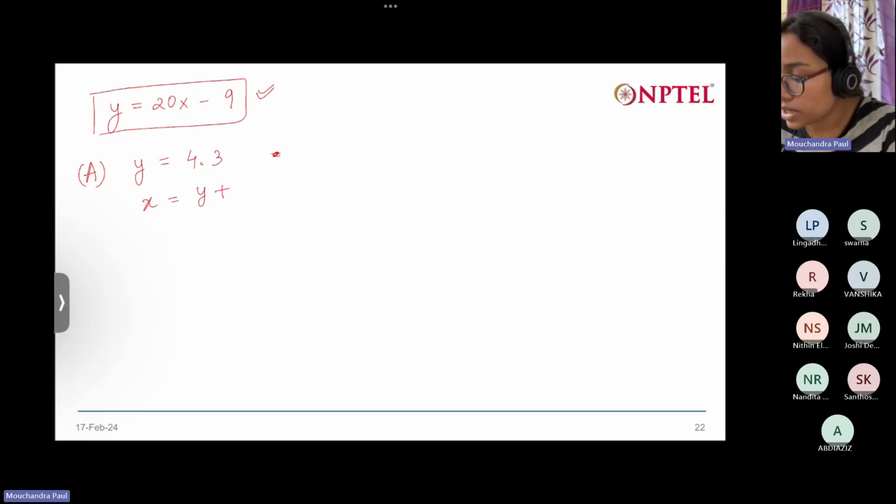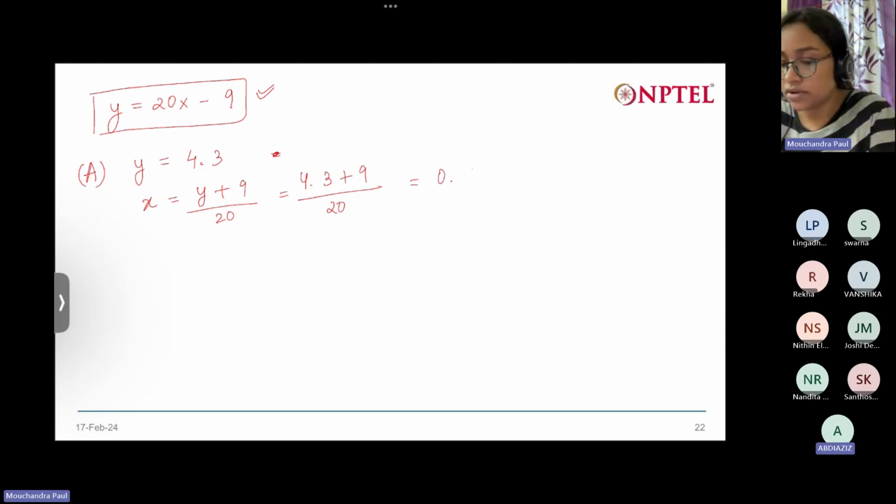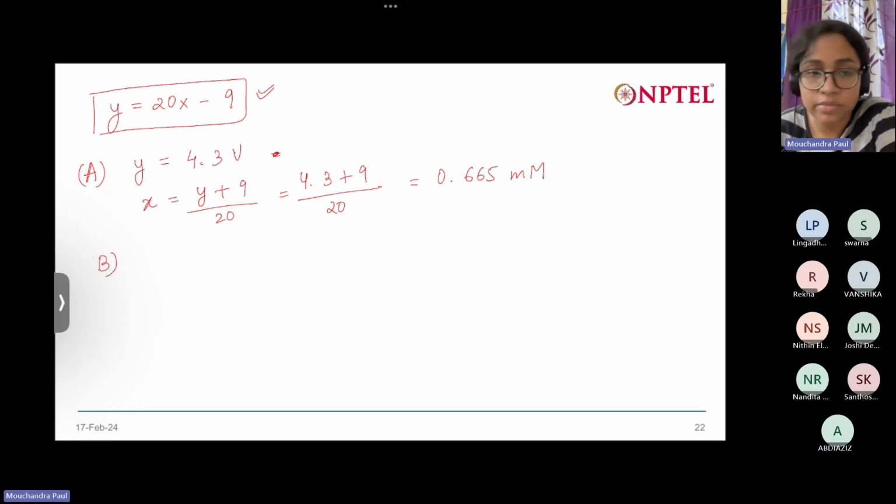So Y plus 9 by 20. Y is given, so put this value in and use a calculator to obtain the value of X. What is the value of X? I got 0.665 millimolar. X is the value of the concentration that corresponds to the absorbance of 4.3 units. This is the answer for part A.